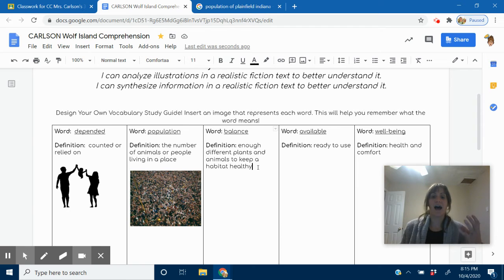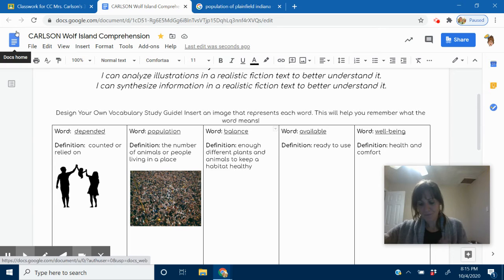It's talking about having enough plants and animals to keep a habitat healthy, because we know that animals eat the plants, and if there are not enough plants to feed the animals, then the animals would die, and if there is not enough rain, there's not enough plants for the animals to eat, etc. So that's what it's talking about. There has to be a good balance in a habitat.